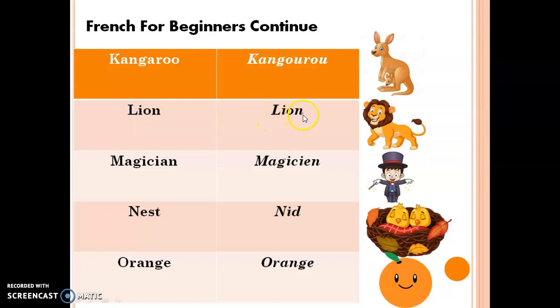Lion. L-I-O-N. Lion. Magician. M-A-G-I-C-I-E-N. Magicien. Nest. N-I-D. Nid.